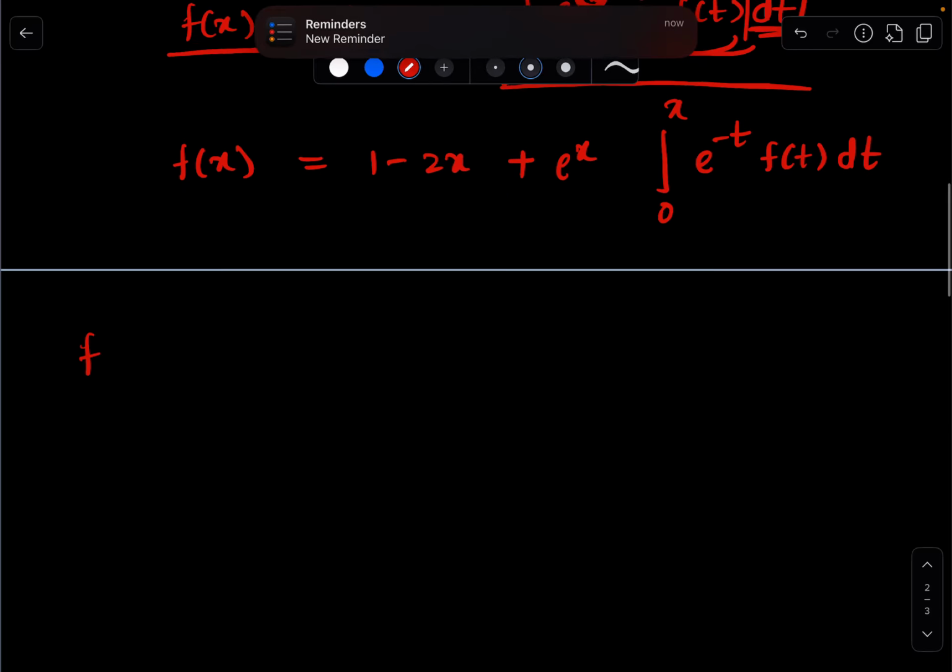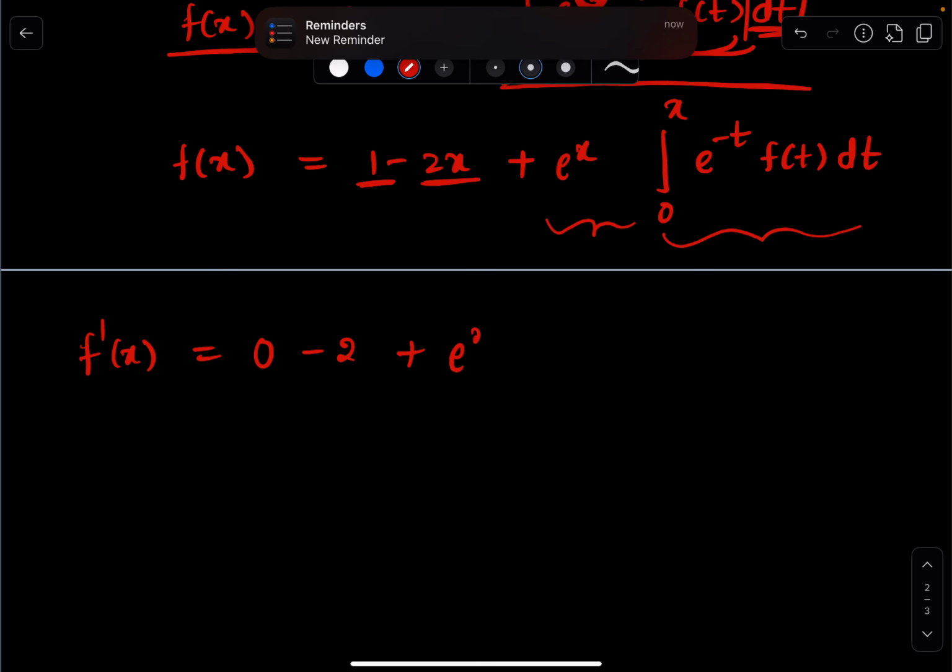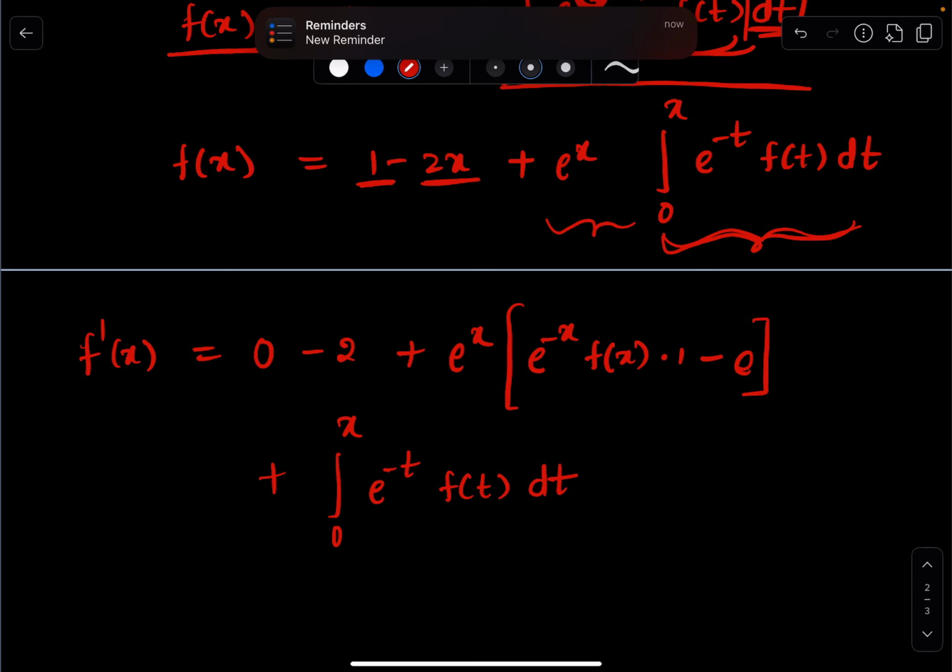All right, now go and differentiate this f dash of x. The differential of this is 0 and the differentiation of this term is minus 2. Now here we will have to apply the product rule. So e to the power x I'll write as it is, and now we'll have to differentiate this integral. How do we do that? Put the upper limit and differentiate the upper limit, which is 1, minus put the lower limit and differentiate the lower limit, which will be 0, plus now the integral will stay same, e to the power minus t f of t dt. You have to differentiate this, which is e to the power x.